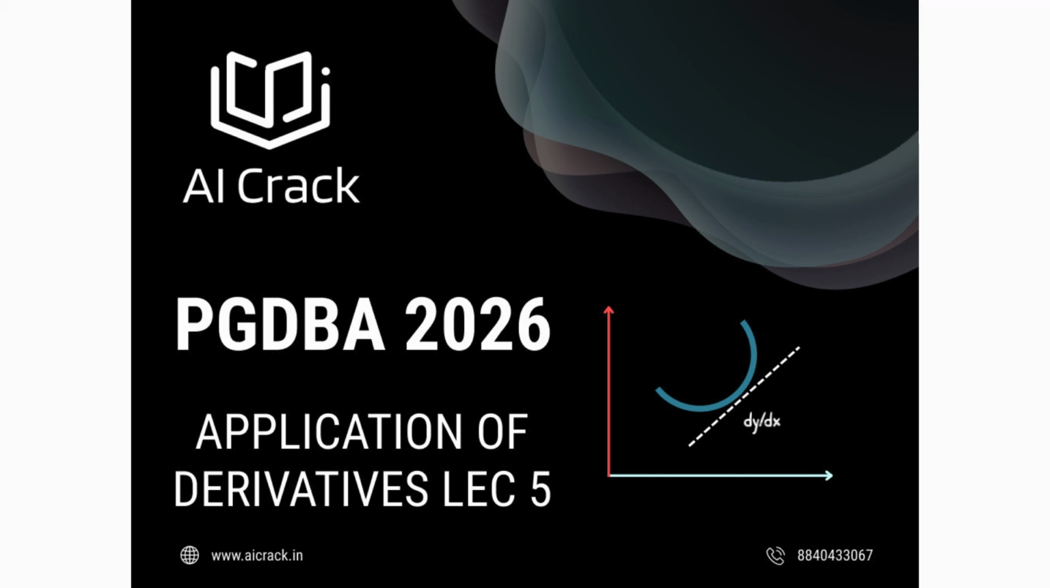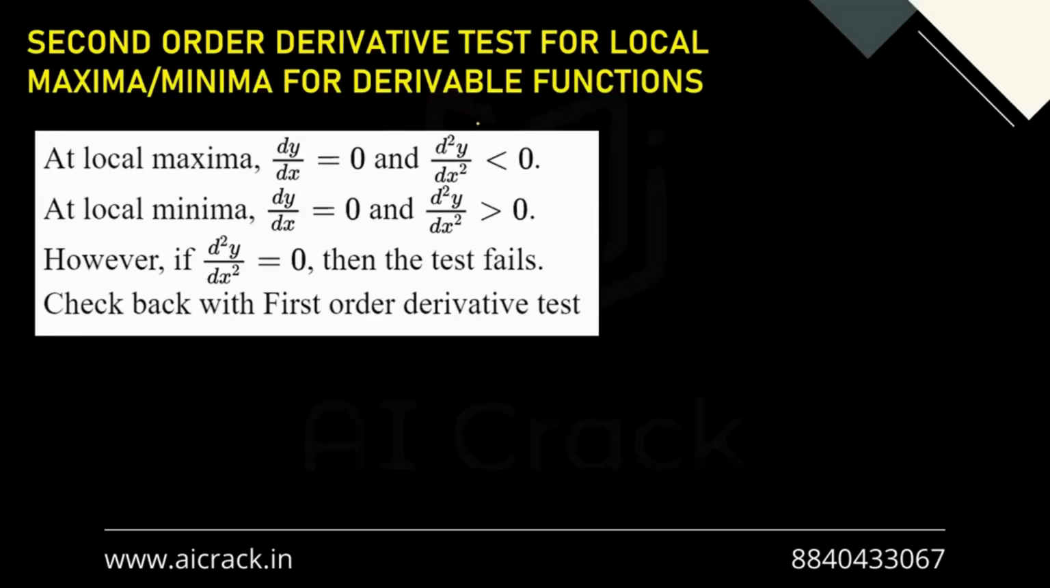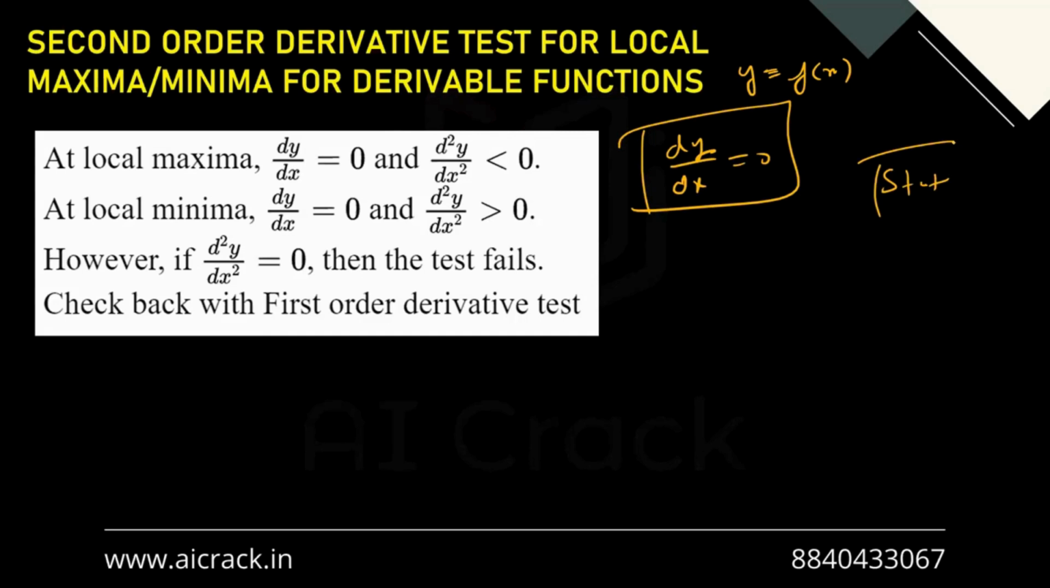In this lecture we'll be talking about the second order derivative test and a few theorems. So let's begin the lecture with the second order derivative test for local maxima and minima, obviously for differentiable functions. Now let's say we have a function y equals f(x). We first differentiate it one time, dy by dx, and then equate it to 0 to find out the stationary points. Let's say I've got one stationary point as c.